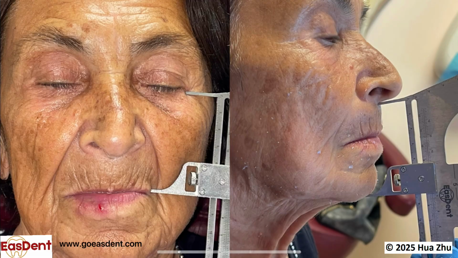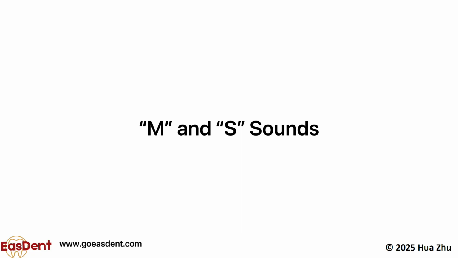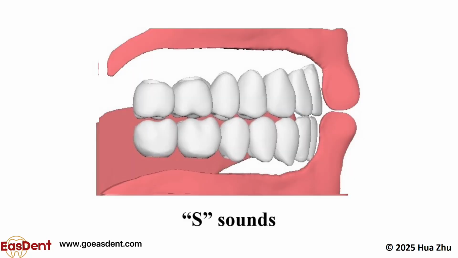You can also use the measure from the corner of the eye to the corner of the lips to help find out the correct VDO. Also, let the patient pronounce M and S sound. Mississippi. For S sound, there should be no contact between the posterior teeth.